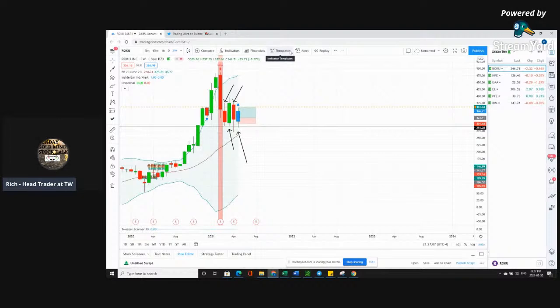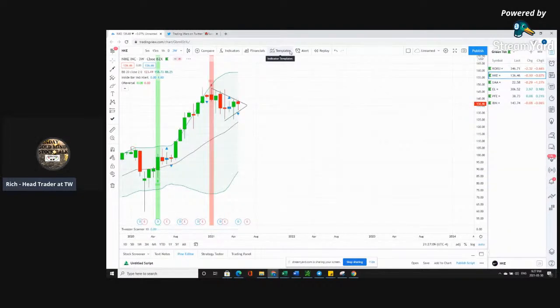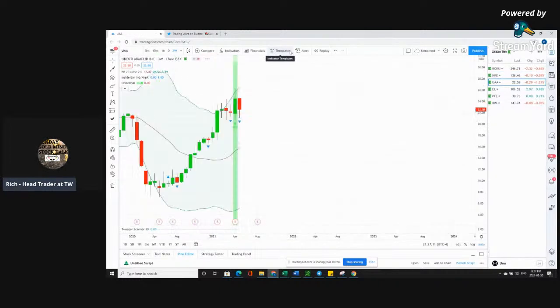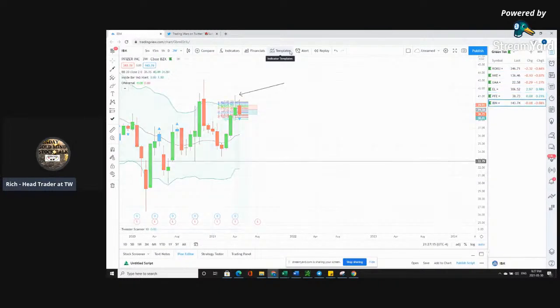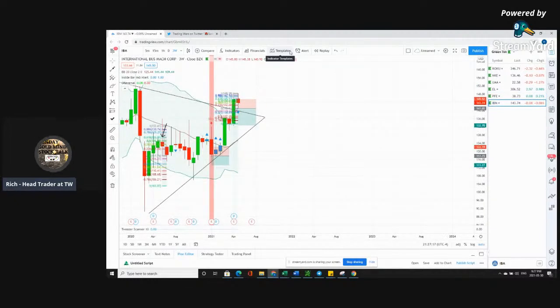Roku, 3-week inside bar close. Nike, 3-week inside bar close. Under Armour, 3-week inside bar close. Estee Lauder, Pfizer, and IBM. These are great setups. They've been consolidating for 3 weeks straight and they are looking to make moves. So have alerts set up, whatever you want to do, have them ready to go and pay attention.